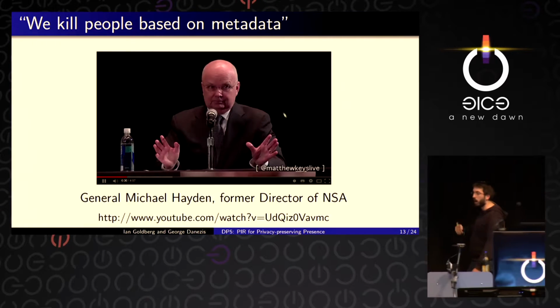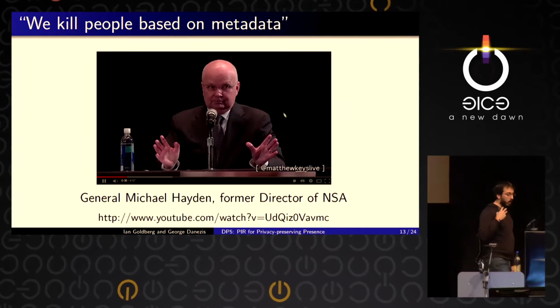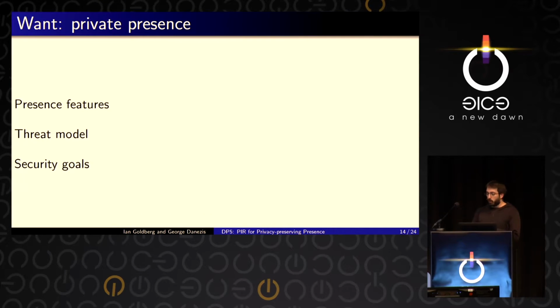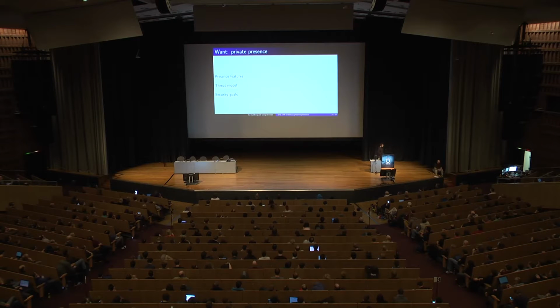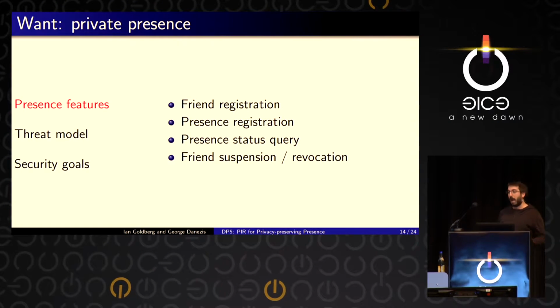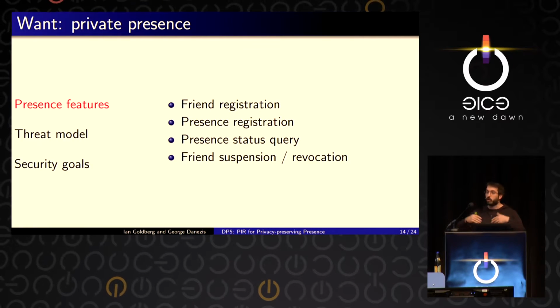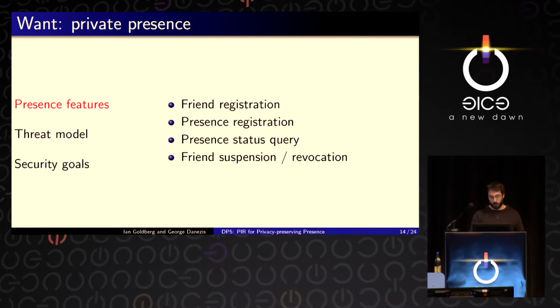We do not want to rely on third-party services holding that graph in order to provide presence or any associated data that comes with presence. Now, what do we expect from a privacy-friendly presence system? First of all, there are some functional features that we would not want to lose. We want users to be able to somehow associate friends with each other, register that they're online, extract people's status, and then suspend friends if they do not wish to share any more information with them.